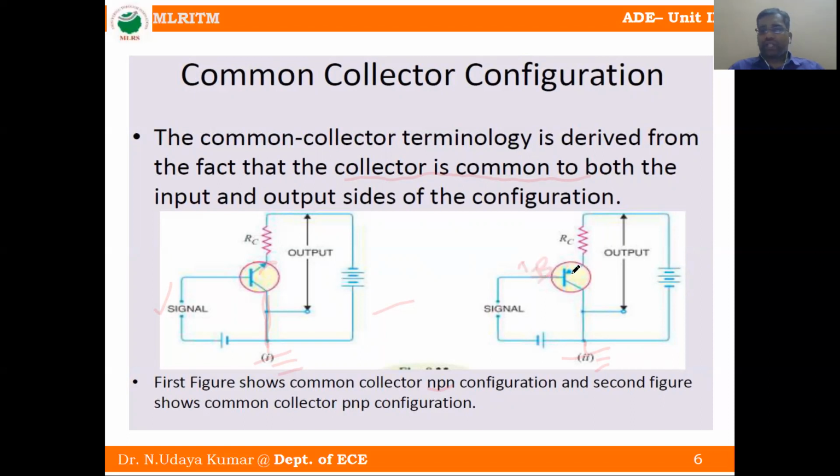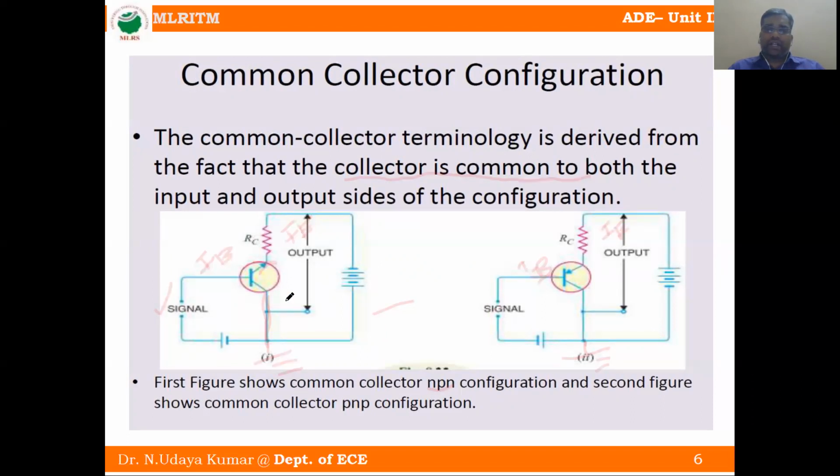Next, what is the output current? It is the emitter current, so IE. Output current is IE. So it is PNP. Similarly, here also the same. In an NPN transistor, input current is base current, IB, and output current is IE.